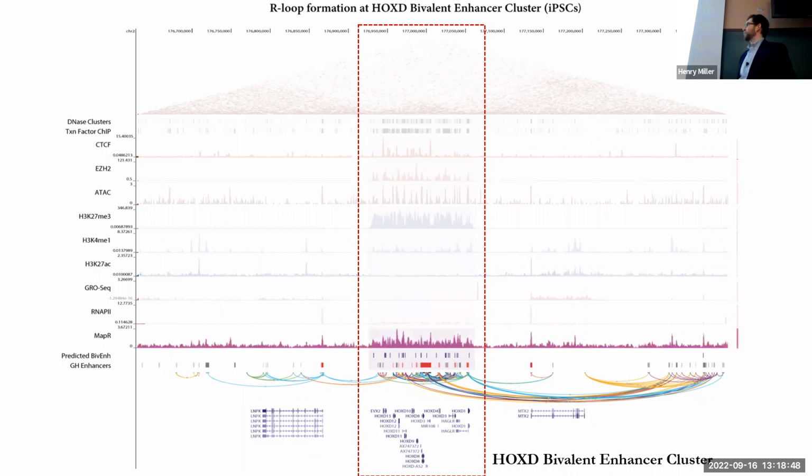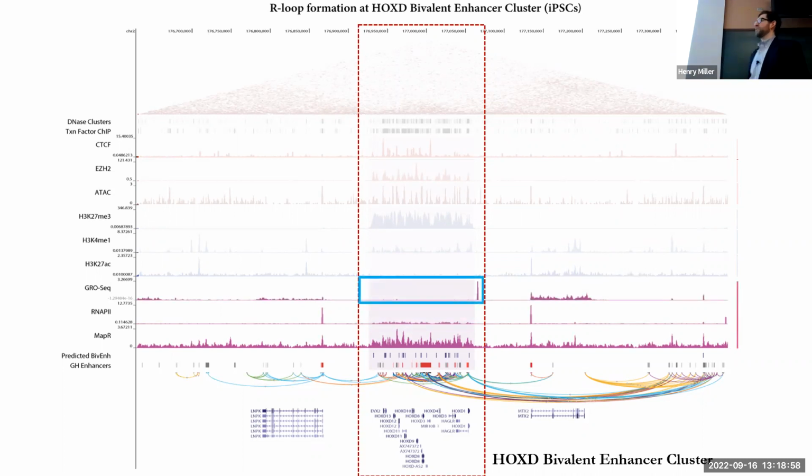Okay, now, very interesting. We see high levels of R loops occurring here. And we see RNA Pol II occupancy. And yet, very interestingly, we note pretty much no nascent transcription occurring, or at least very low nascent transcription occurring, which is a bit confusing. So I decided to look at some of the other HOX clusters to see if we would find the same pattern. And in fact, I found it at all of them.